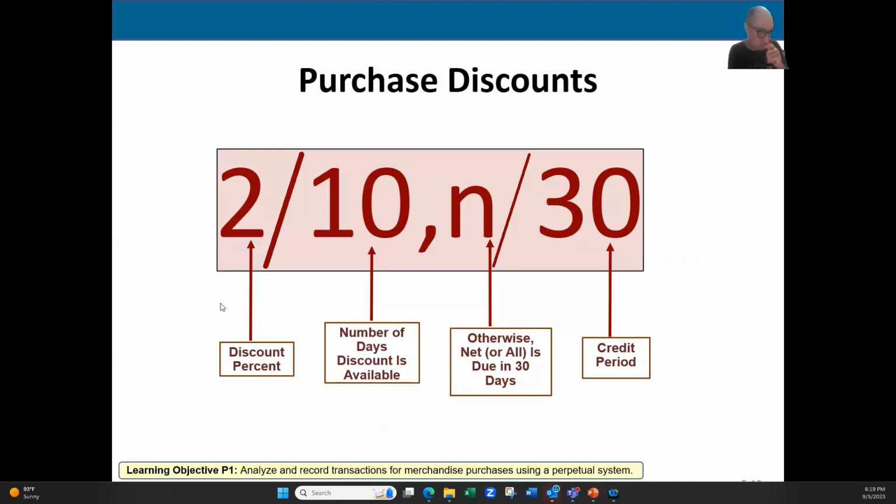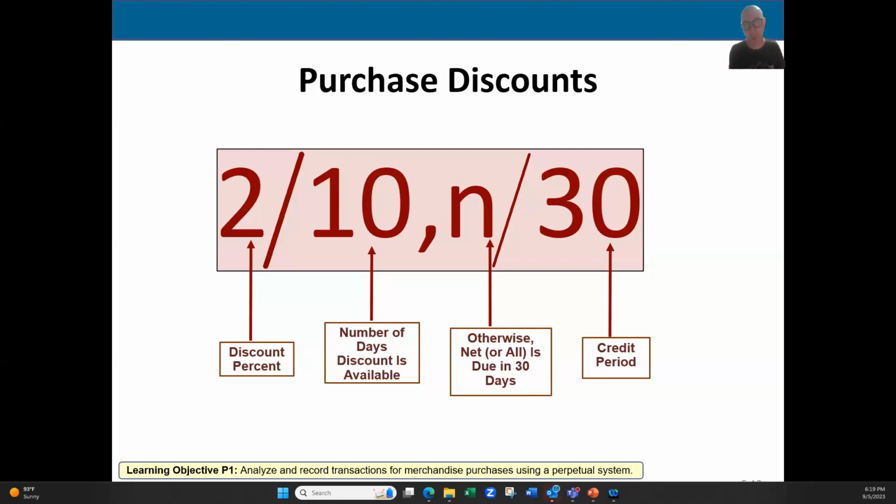Here's a term that I want you to understand. It looks kind of funny, right? It's like, oh, what the heck is this? Never seen anything like this. This is the credit terms in a very simple way, and this is how it would show up on your invoice. It'll say 2 over 10, comma, n over 30 is what it means.